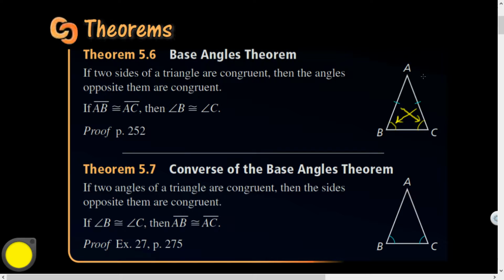And then, oddly enough, there's the converse of the base angles theorem. This one you can call BAT, and the base angles theorem converse, I'm fine if you just call it BAC, base angles converse. As you might predict, the converse says that if two angles of a triangle are congruent, then the sides opposite those will also be congruent.